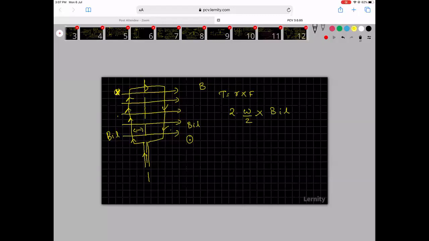Now I bring the L to the other side, and the 2 gets cancelled. Length into width is nothing but the area. So it becomes N for the number of turns, I for the current, A cross B. This is the torque acting on the loop.